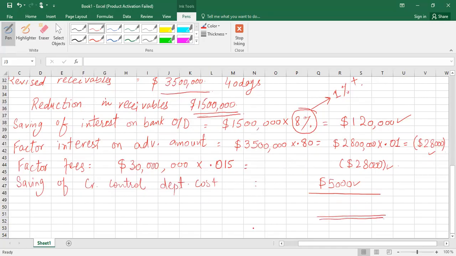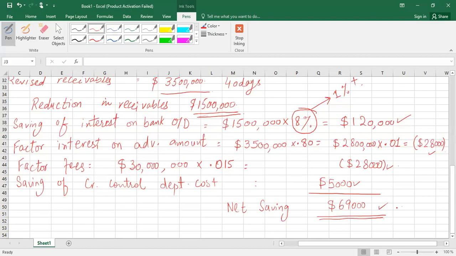So if we are going to hire a factor company, there will be two savings, and the sum of these two savings will be 125,000, and there will be two costs, and the sum of these two costs is 56,000. So 125,000 minus 56,000, there is a net saving of $69,000. It means the factor offer is acceptable, or profitable, and we should accept the factor offer.